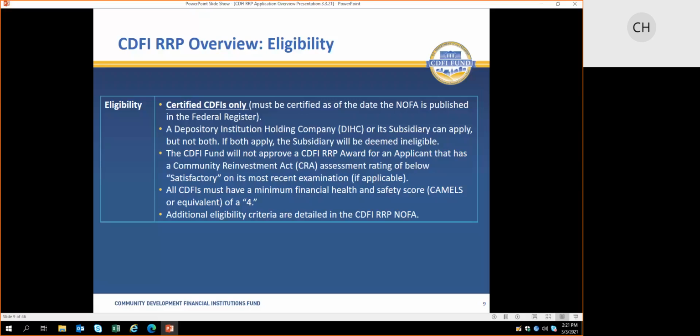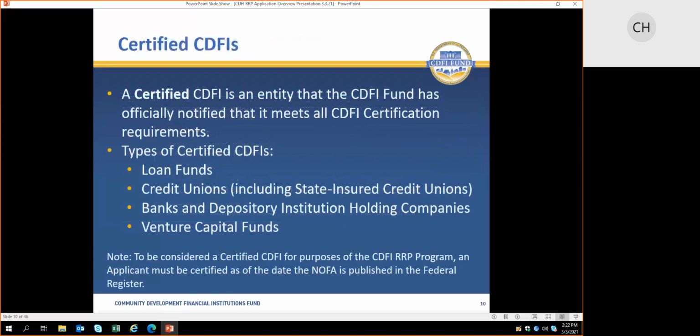Next, all organizations must have a minimum financial health and safety score of at least 4. For our regulated institutions, this means you must have a CAMELS or CAMEL score of at least 4, and for our unregulated organizations, you must score an AAT financial score of at least 4. How that score is calculated is detailed in the RRP application guidance materials. And again, there are additional eligibility requirements detailed in both the NOFA and our RRP application material.